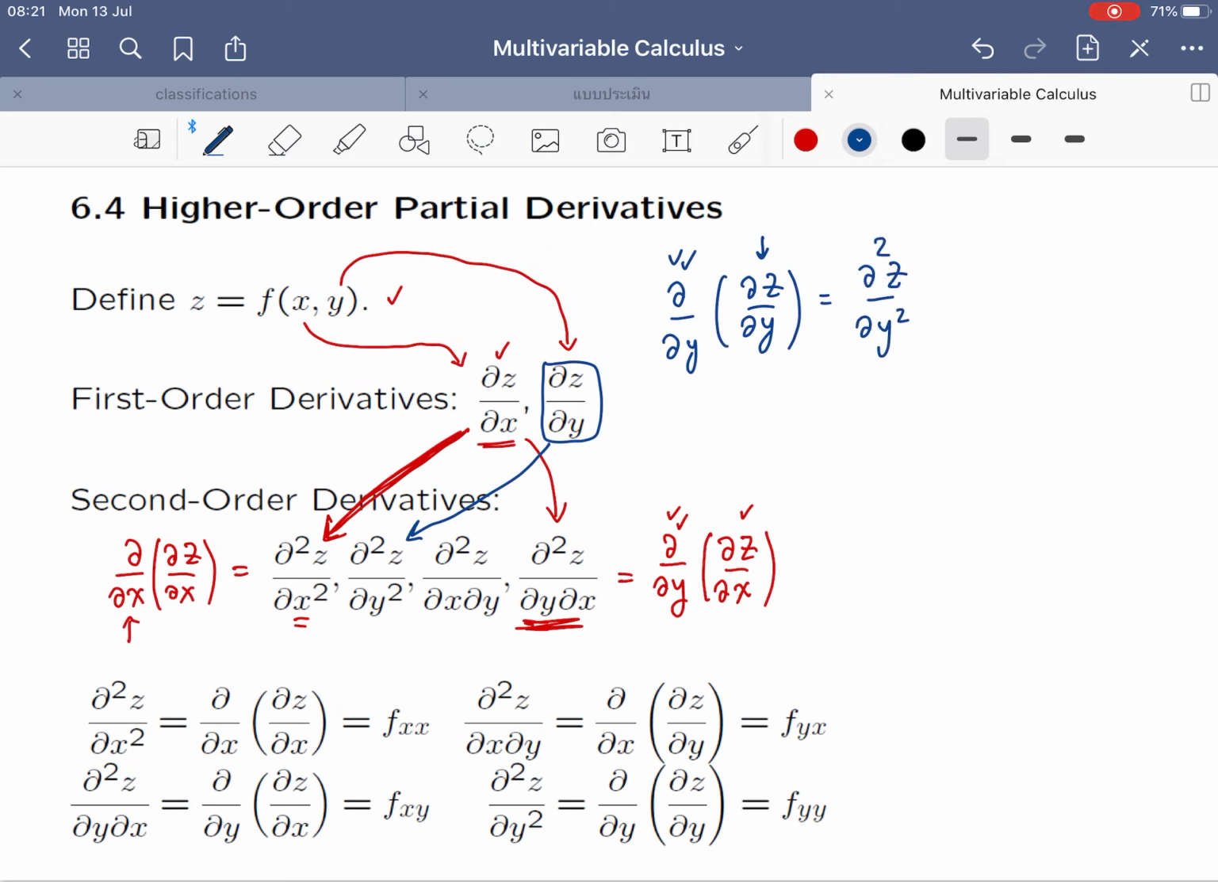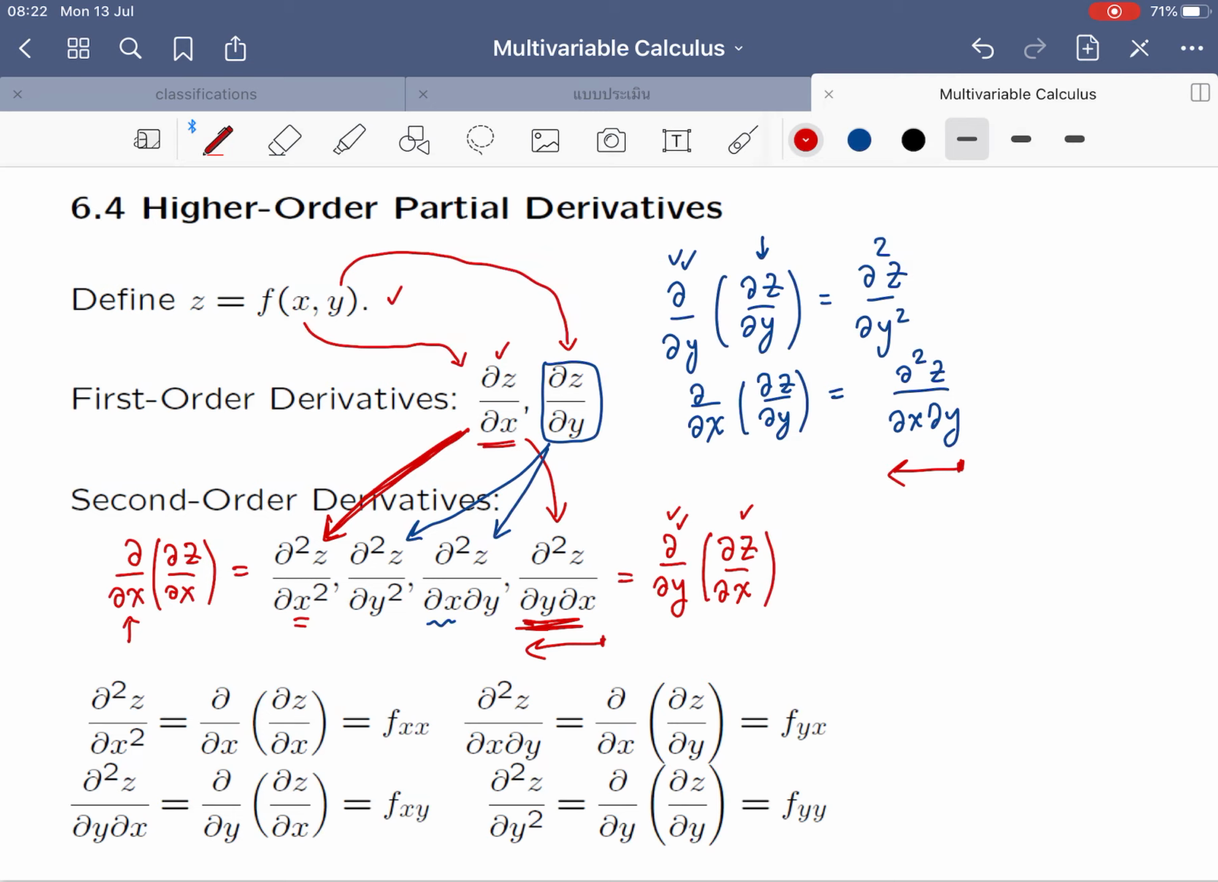This has no ambiguity. However, if you look at this one, it means that the one that you calculate first is dz by dy, and then you follow by the one up front, which is d by dx. So it is d2z by dx dy. It means that the order of finding the partial derivative goes from the right to the left, just like this.